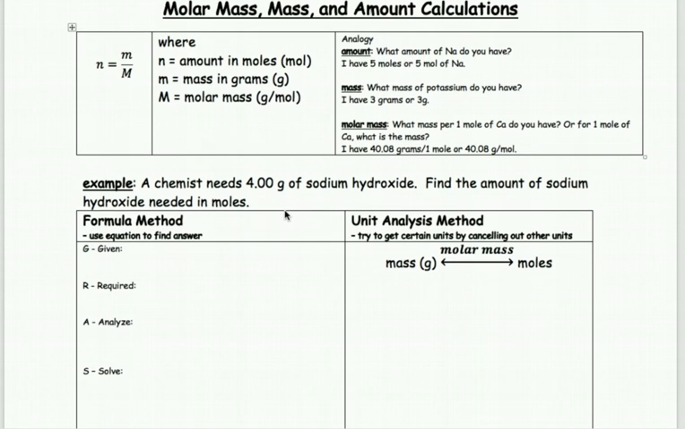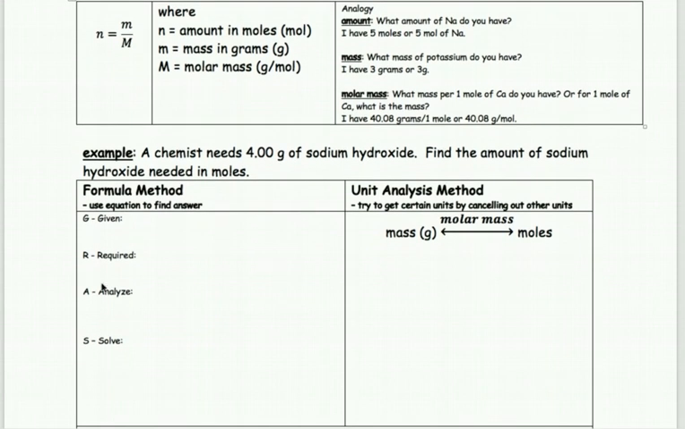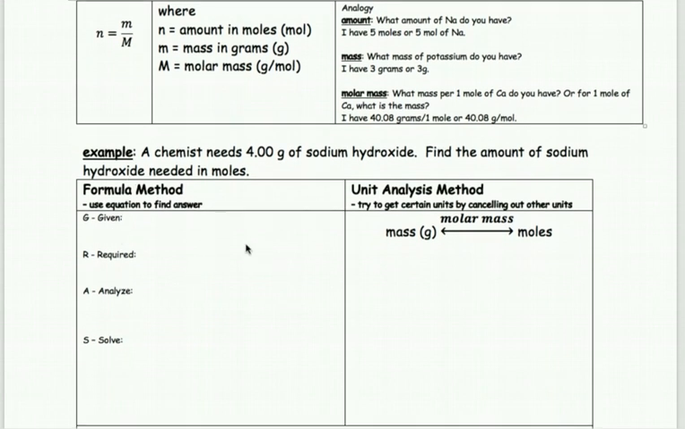All right, so we'll move right to an example here. At first, we're just going to be analyzing a substance, and then we'll get into reactions later on in this unit. So a chemist needs 4 grams of sodium hydroxide. What amount of sodium hydroxide does the chemist need in moles?